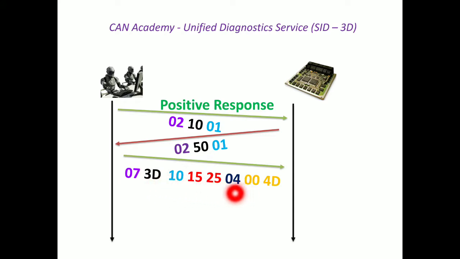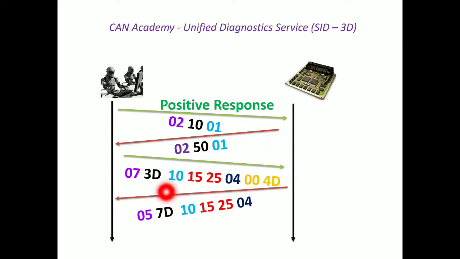Obviously, as I said, there is no subfunction on it. So the data: this is the ALD, that is address and length format identifier, and this one is the memory address, this one is the memory size, and these are the data. The positive response we got is accept data.